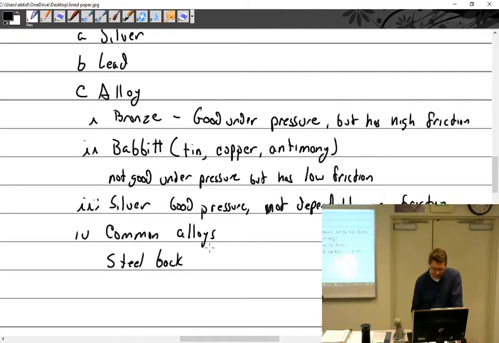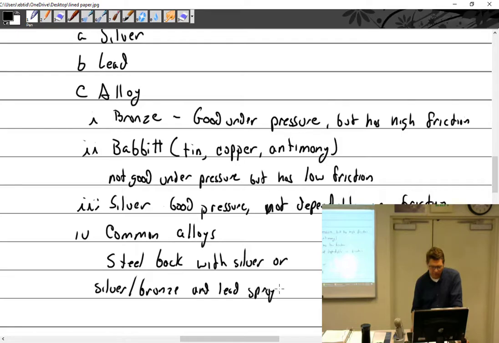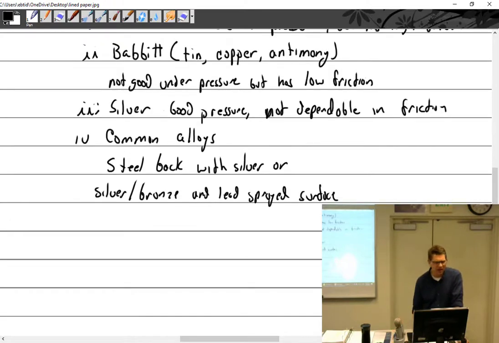Steel backed, so we start with the steel backing, with silver or silver bronze, and a lead sprayed surface. Now when you look at something like that, you can start to see how bearings are made. It's got a hard steel back, so you don't have to worry too much about that. But you turn it over, and on the inside, it's very fragile, with some sort of lead-looking color. Sometimes you can see a little bit of a gold color underneath it, which is getting down to the silver bronze.